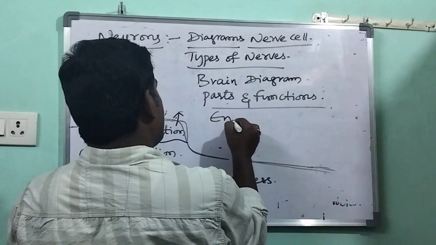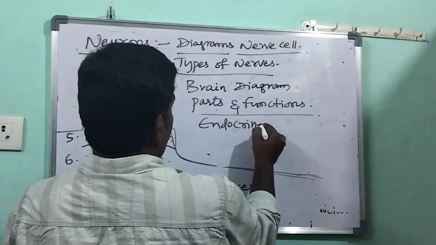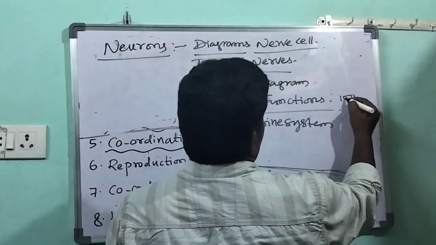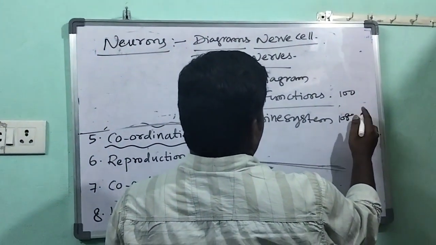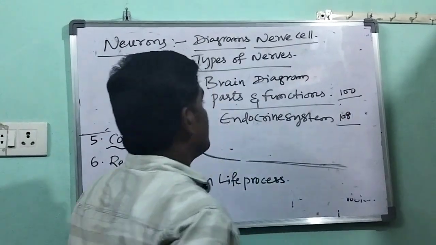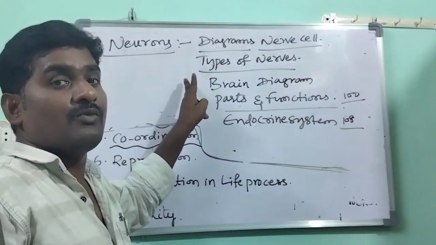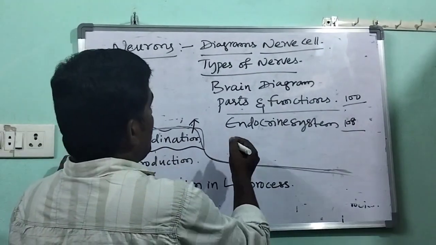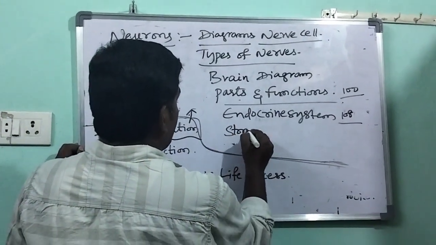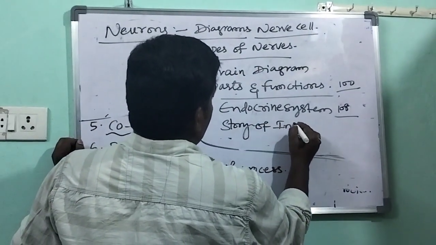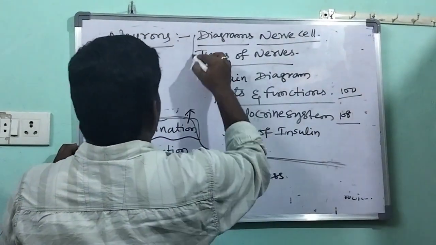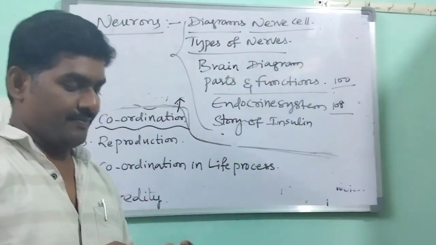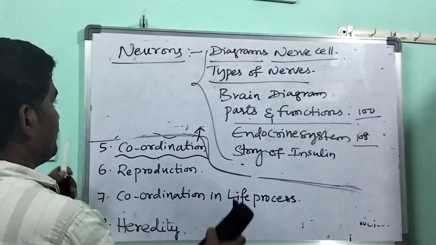Then the endocrine system. It is there in old books, page number 100, that is 108. Okay. So these 2 tables are very important. They may give 4 marks or else 6 marks also. Next, after this, we have the story of insulin. So these are the important topics you have to read first in the coordination 5th chapter. Next, the reproduction chapter.